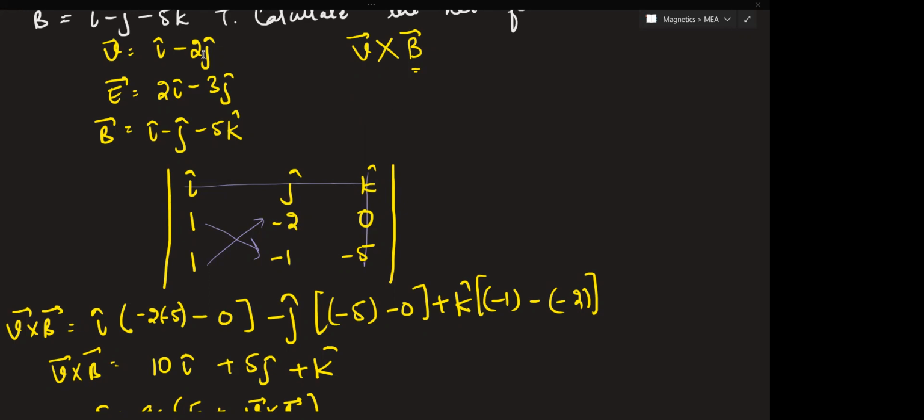Plus 4 j cap, where? Have I written anything wrong? Just check. Plus 4 j cap, where is it? Minus 1. 2 minus 1, that's 1 j cap. Minus 5, so that's 5 j cap.